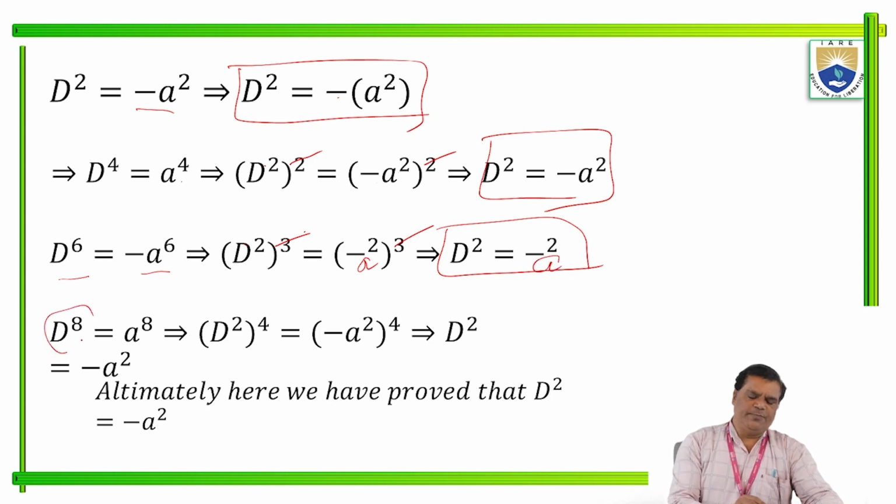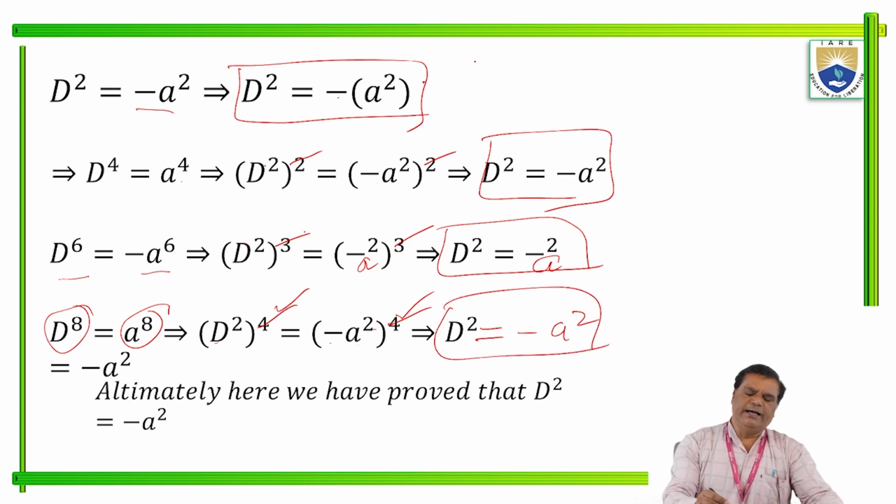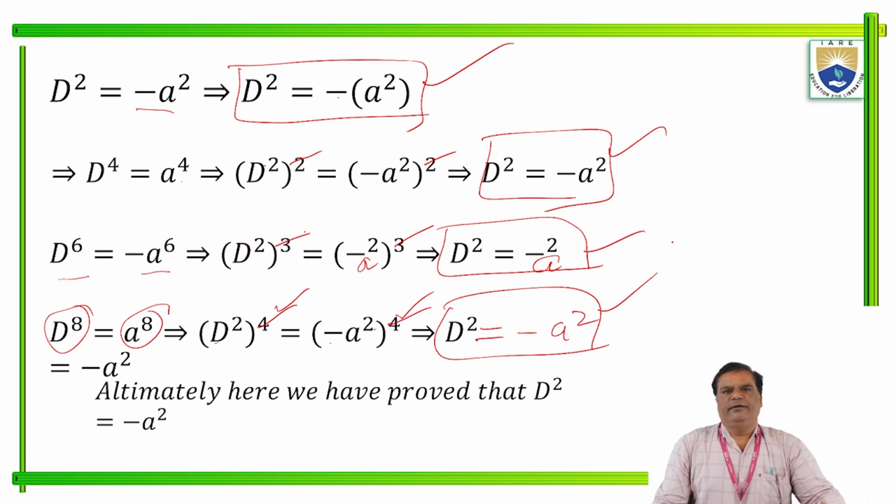Next here, d to the power 8 equal to a to the power 8. (d square) whole to the power 4, that is d to the power 8, is equal to (minus a square) whole to the power 4. The power 4 cancels out, and we get d square equal to minus a square. So ultimately in our results, all derivatives we see only here. Ultimately we have proved that d square equal to minus a square.